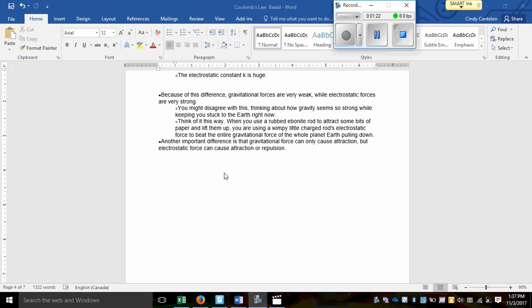Okay? Another important difference is that gravity can only cause attraction, but electrostatic force can either attract or repel. So really, that electrostatic force is much stronger than the gravitational force. I can just use a charged rod and move pieces of paper, I can pick them up. So that means that force is stronger than gravity. That force from that tiny rod is stronger than the force from the entire Earth pulling those pieces of paper down. So it takes some thinking, but the big difference is that the electric force is much stronger than the gravitational force.